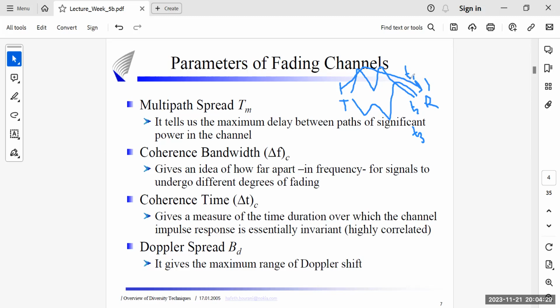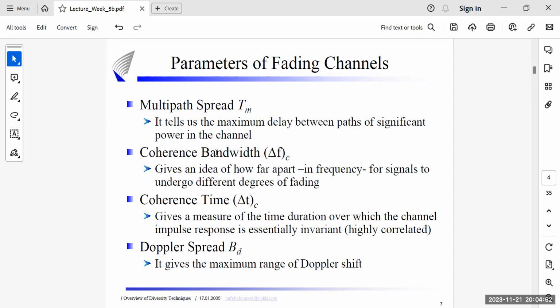So the time difference between t1 and t3, in which you get significant power in the channel, that basically corresponds to multipath spread. So that is basically the multipath spread, and obviously we have Tm showing us the time. So we are talking about the delay.